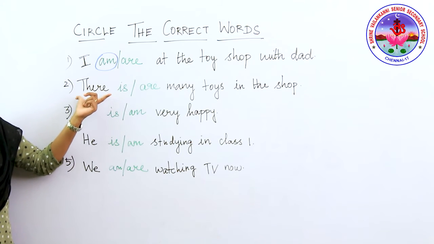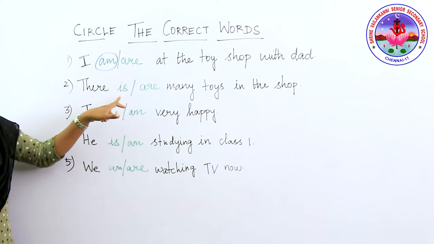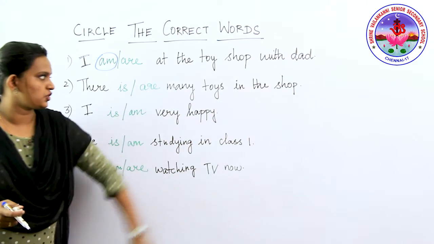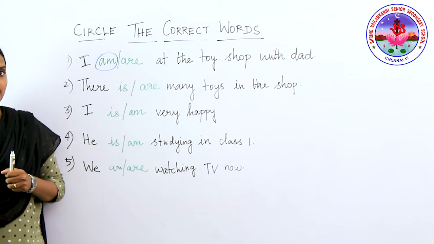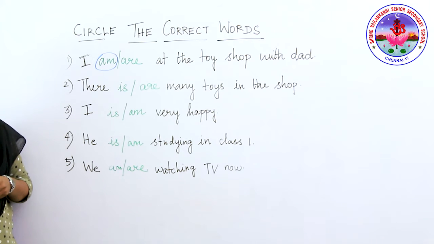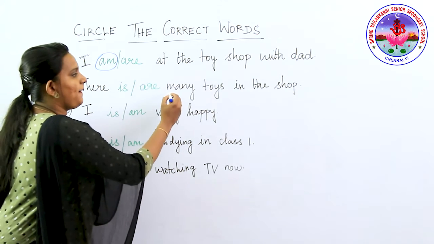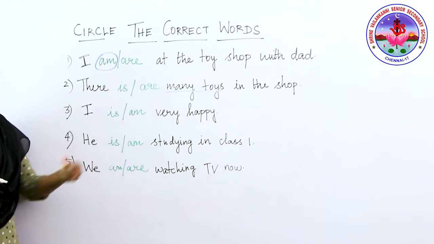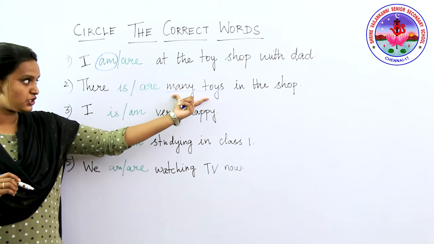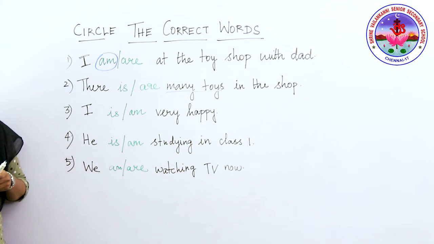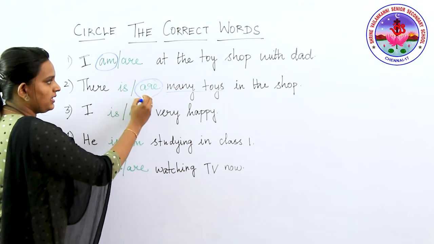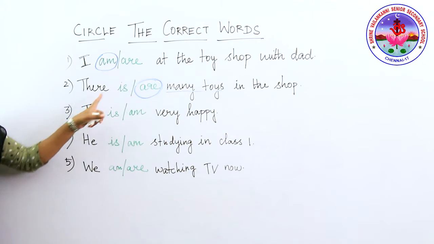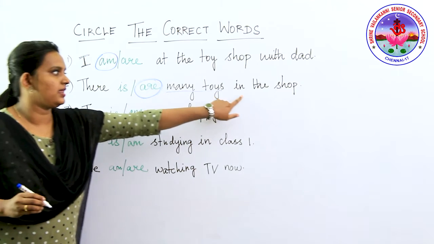Look at the first word. It is there. There is or are many toys in the shop. So in this sentence, first you need to identify whether it is one in number or it is going to be more than one in number. Here you can find the word many toys. So this particular word in the sentence tells you that it is more than one in number. If it is going to be more than one in number, definitely the correct word would be are. Okay, it is are. So there are many toys in the shop.